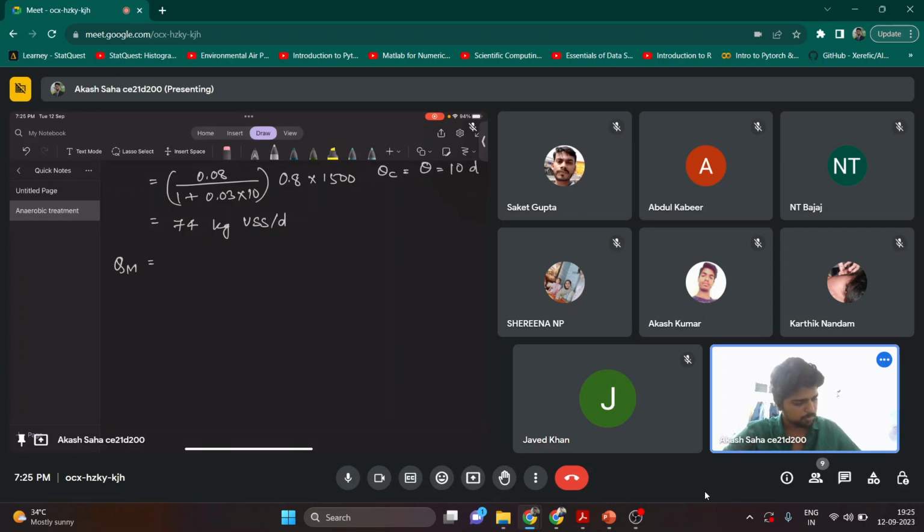So that will be equal to 0.35 into E into S naught minus 1.42 into Px, because some part is being utilized. We know that it is 0.35. E value is 0.8 into 1500 minus 1.42 into 74. So we will get it as 383 meter cube of CH4 per day.